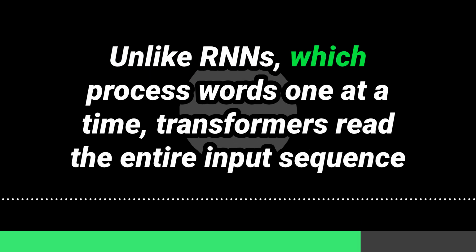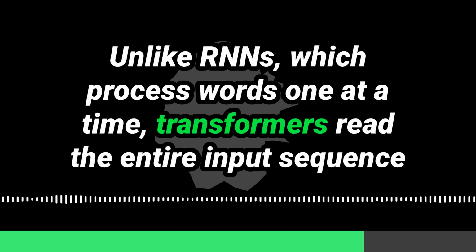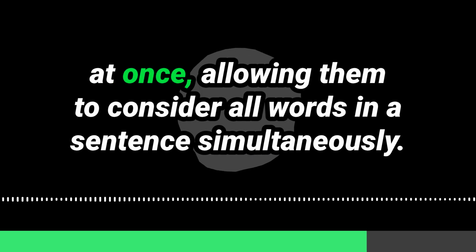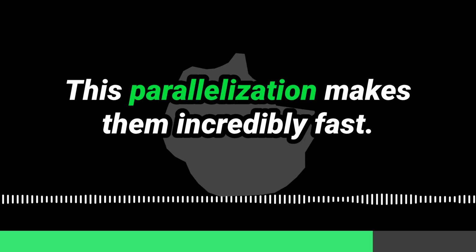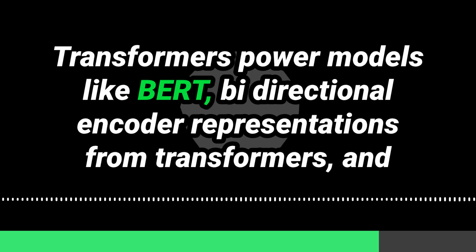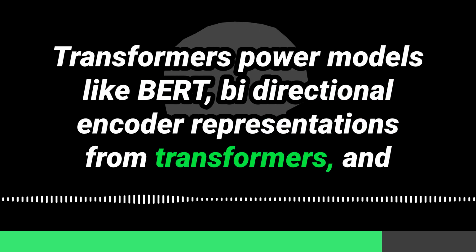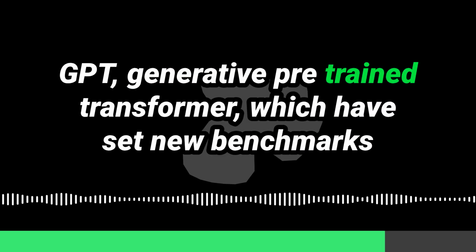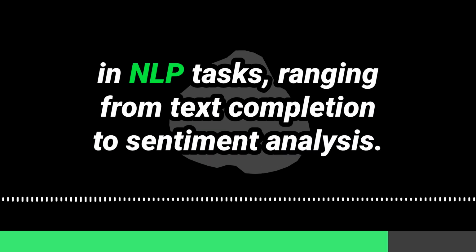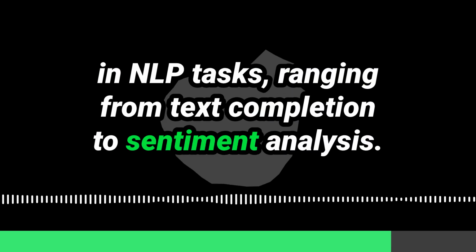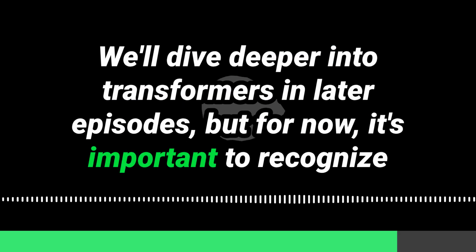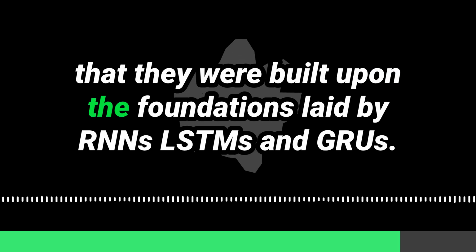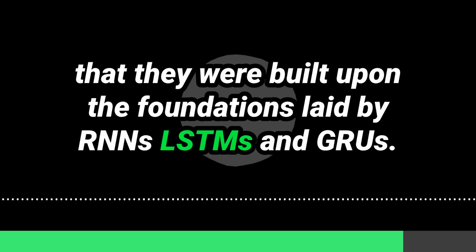Unlike RNNs, which process words one at a time, transformers read the entire input sequence at once, allowing them to consider all words in a sentence simultaneously. This parallelization makes them incredibly fast and efficient. Transformers power models like BERT, bidirectional encoder representations from transformers, and GPT, generative pre-trained transformer, which have set new benchmarks in NLP tasks ranging from text completion to sentiment analysis. We'll dive deeper into transformers in later episodes, but for now, it's important to recognize that they were built upon the foundations laid by RNNs, LSTMs, and GRUs.